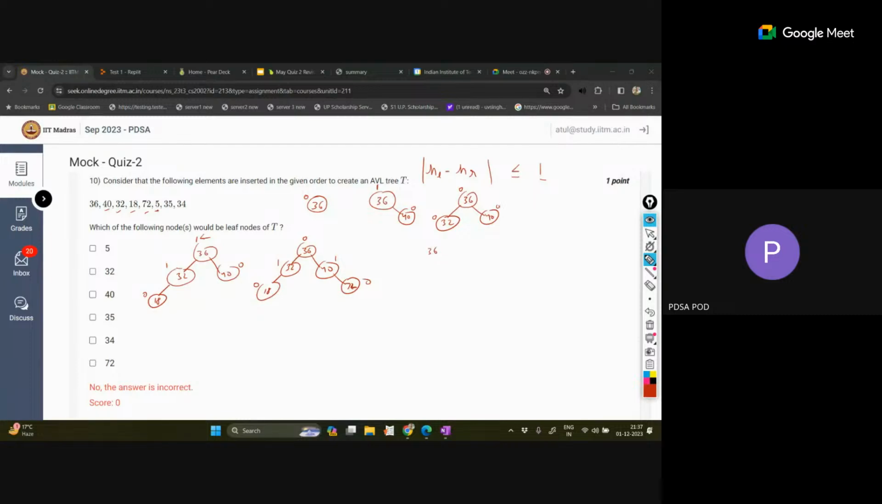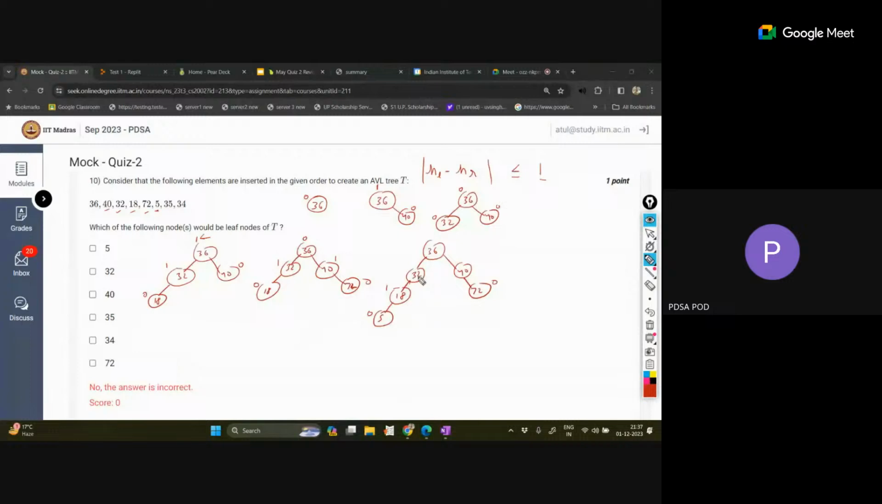So we have 36, 32 and 18 and 40 and 72. 5 is smaller than 36, move to left. Smaller than 32, move to left. Smaller than 18, move to left. Left is empty, so 5 will be inserted here. Now this is 0, this is 0. What is the balance factor for 18? This is 1 minus 0, 1.